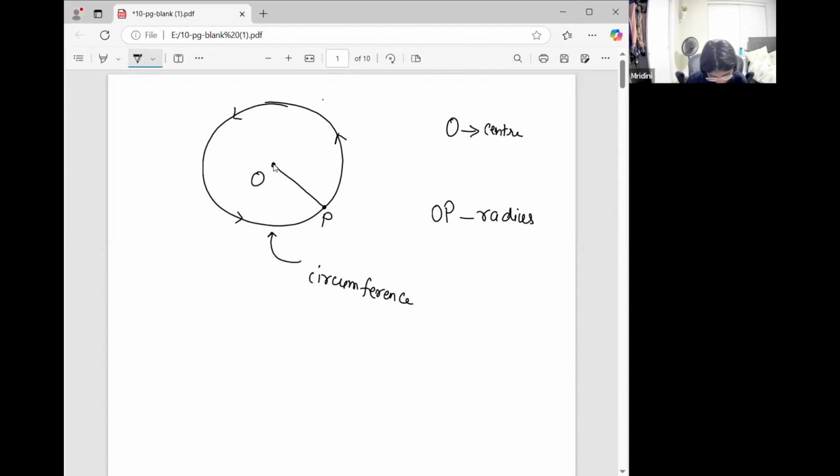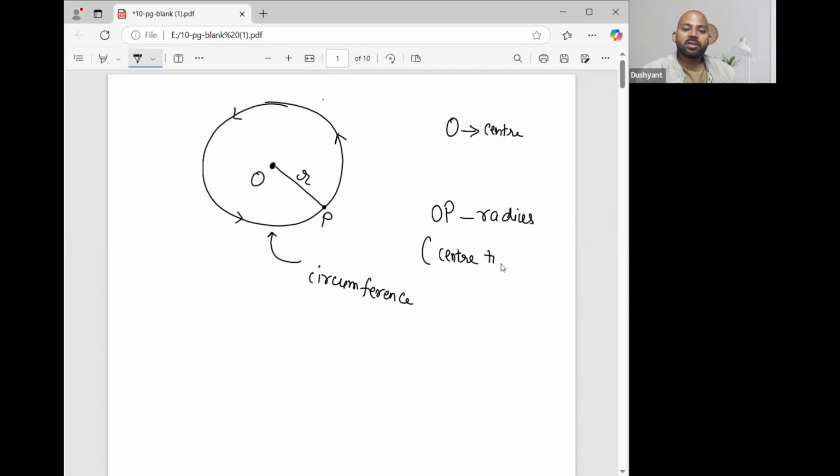Wait, how is that the radius? Isn't the radius going this way? Sorry, never mind. I'm confused. It's my radius from the center to the circumference. Radius is from the center to the circumference. So from center to circumference is my radius.